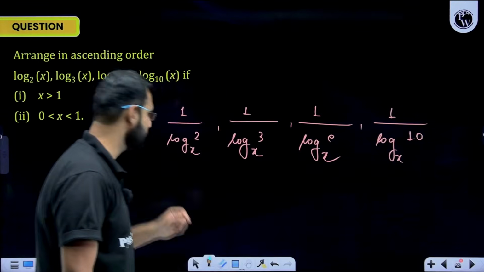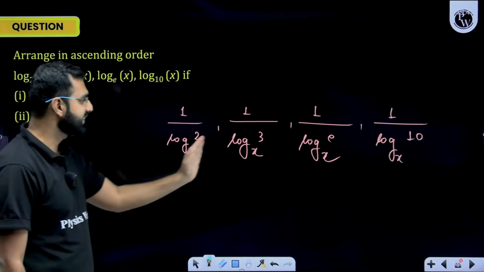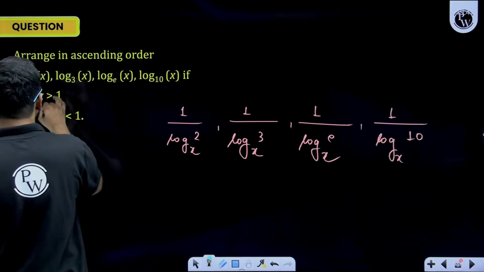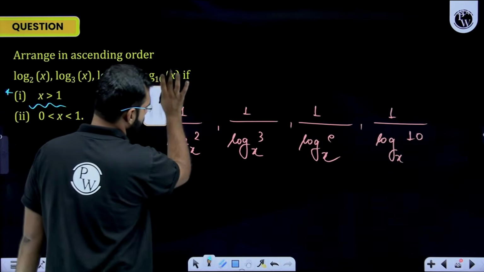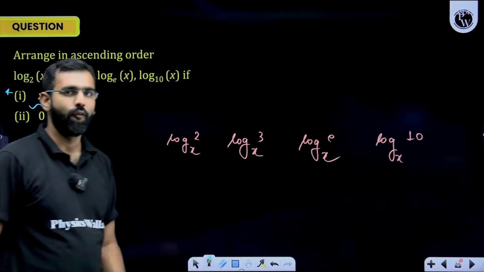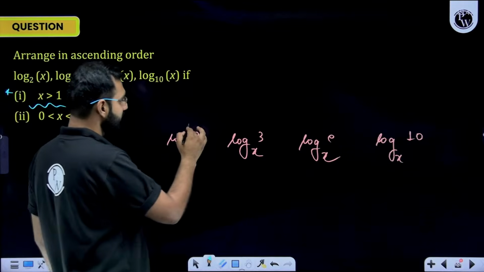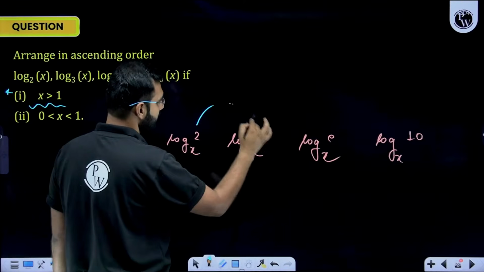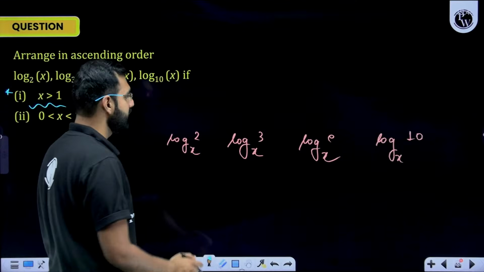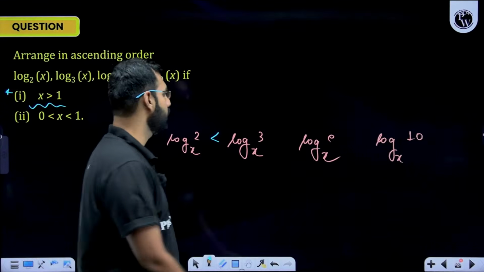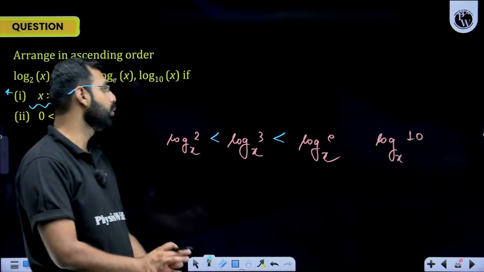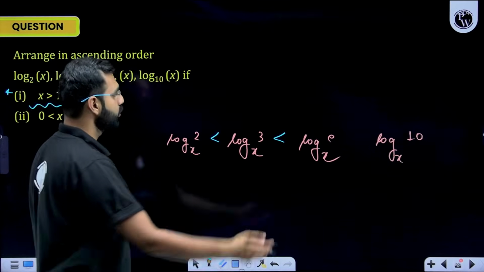Now when I talk about this expression, pay attention to the denominators. The base is x. The first case I'm solving is when x is greater than 1. Forget these numerators, I will introduce them later. I hope you remember, when x is greater than 1, whatever is the relation between 2, 3, e and 10, that same relation will be there between their logarithms. Which means if 2 is less than 3, log 2 will be less than log 3. If e is less than 3, because e is 2.7, so 2.7 is less than 3.